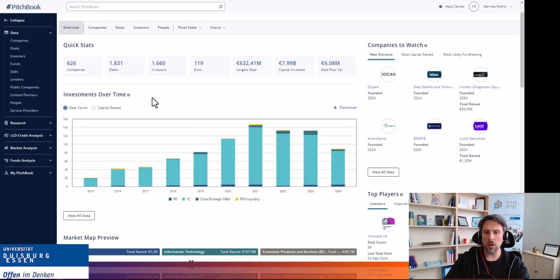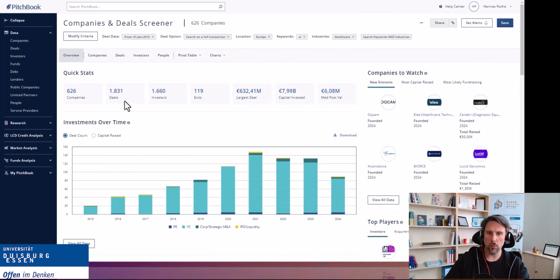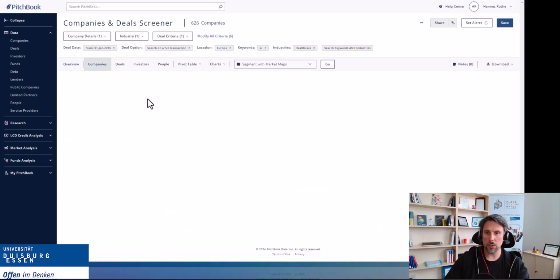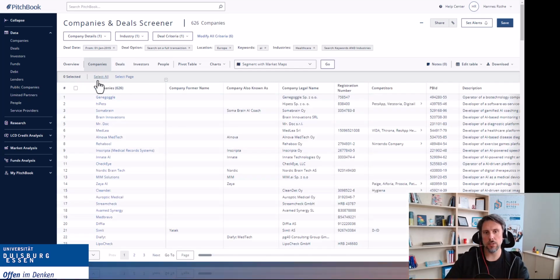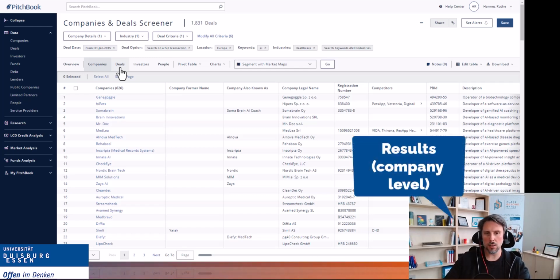Maybe you're not a statistics fan, and you want to do something very concrete with this tool. What you can do is look into particular companies. You have a couple of different tabs here. You can look into companies, and you can look into deals. Deals are certain investments that are being made into particular companies. You can even look for investors or people.